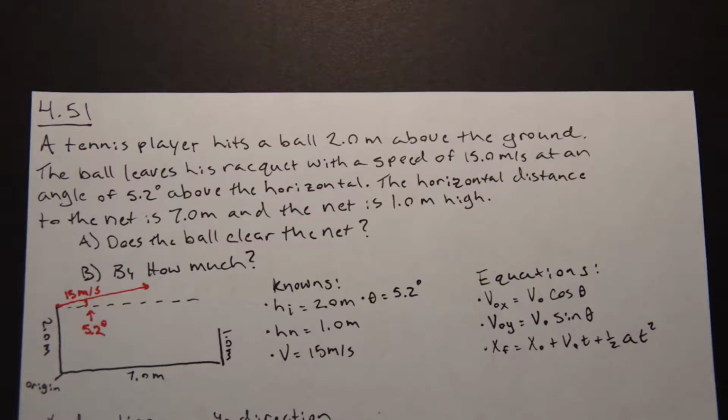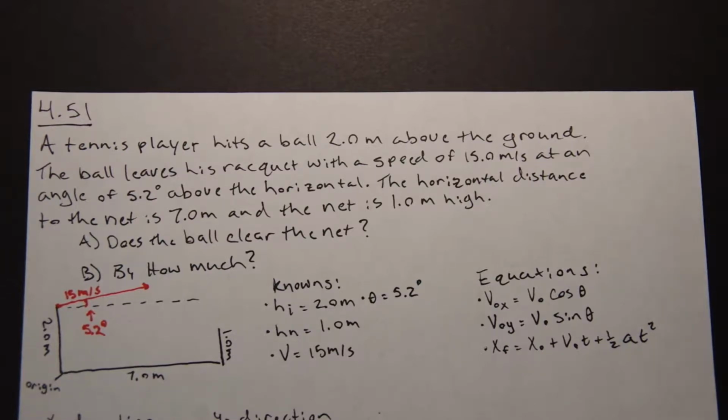Calculus-based physics series. So this problem is a tennis player hits a ball 2.0 meters above the ground. The ball leaves his racket with a speed of 15 meters per second at an angle of 5.2 degrees above the horizontal. The horizontal distance to the net is 7.0 meters and the net is 1.0 meters high. Does the ball clear the net, and by how much?